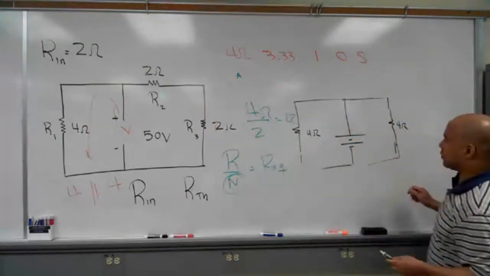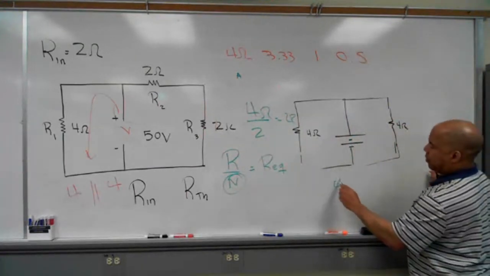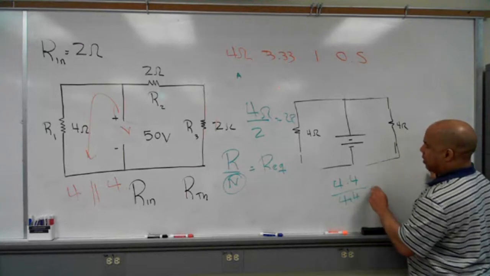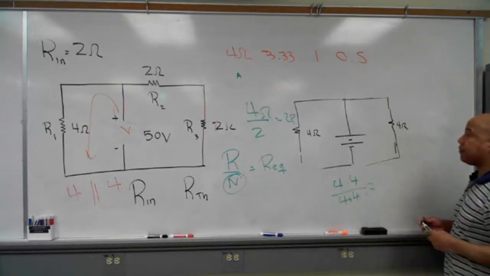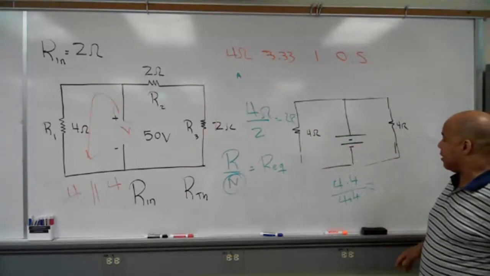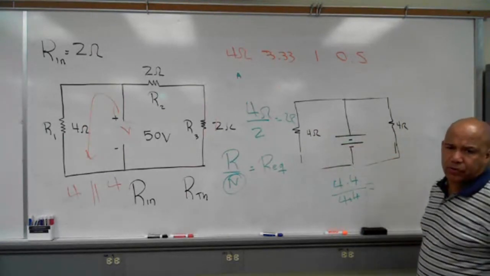If I want to use the product over the sum, it's 4 times 4 over 4 plus 4, or I can use one of our rules. But either way, that should be something you guys should practice and know by now. You'll get the 2.